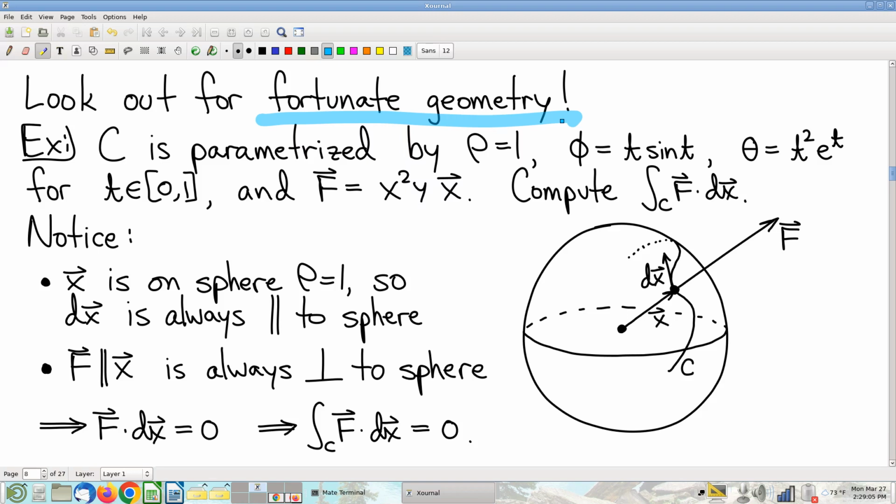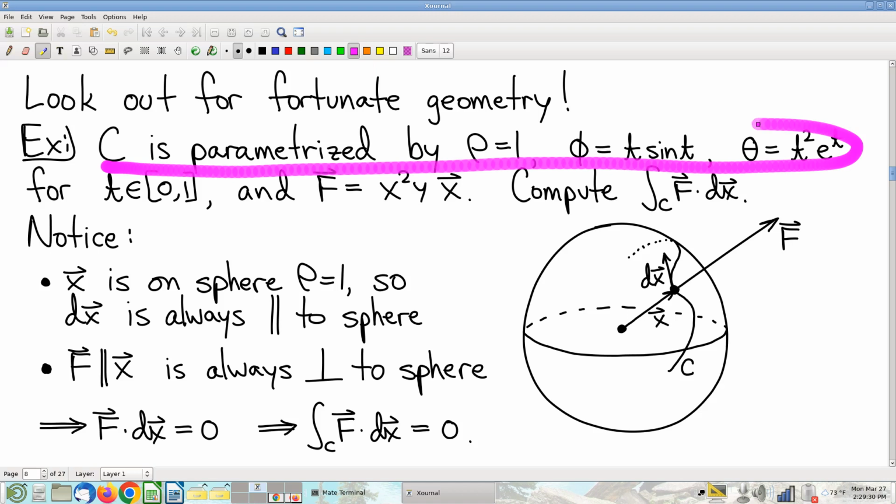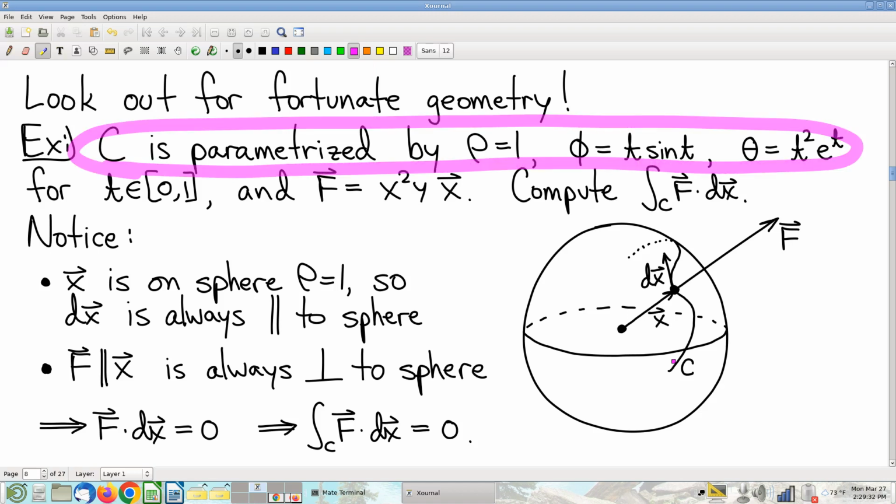There was what I'm loosely calling fortunate geometry, or geometric lucky breaks. And this is a really nice time saver when these circumstances arise. So I do want you to be on the lookout for this kind of thing. Don't just always be in plug and chug mode when it comes to computing vector line integrals. So in particular, let's think about the following. We have a curve here. It's parametrized in a weird way.